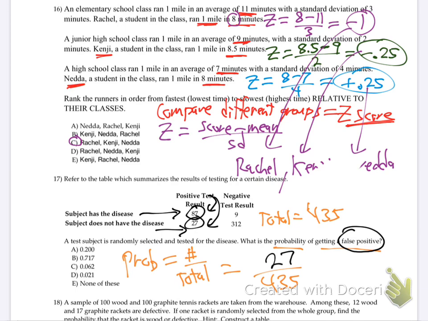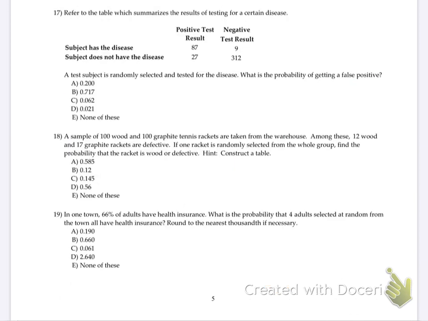That's the numerator. 27 divided by 435. So we just do that on our calculator. And I'm getting 0.062. There it is, 0.062. Is that good? Questions on that one? All right, on we go to number 17. Oh, is that the one we just did? We just did that one. All right, on to number 18.